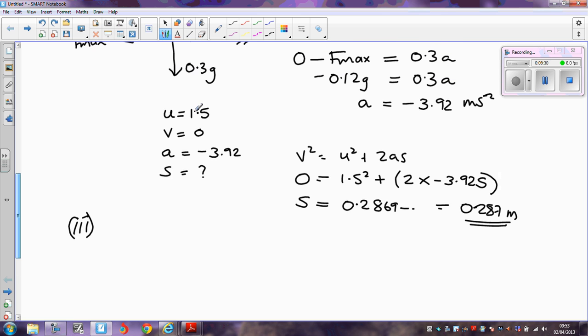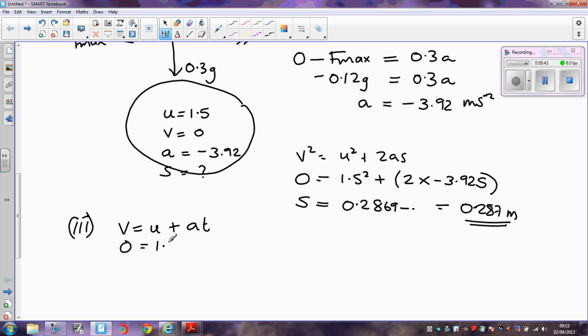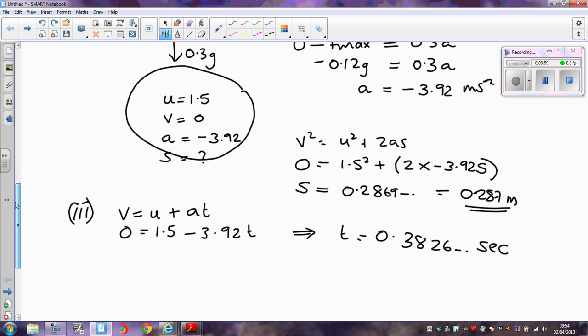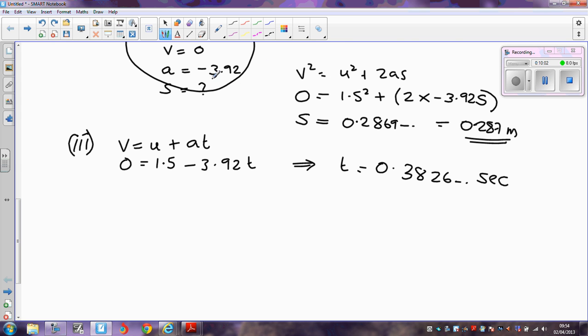First of all though, we can work out the time that it takes A to come to rest, and we're going to use the same information that we've got here, and actually all we need to do is find t, so I can just use v equals u plus at. So I know that 0 is going to equal 1.5 minus 3.92 t. And if I work out t from that, t comes out as 0.3826 seconds, and I'm going to store that in my calculator because what we're trying to find now is the distance travelled by B in that same time. So our first thing to do there is work out the time that we need.